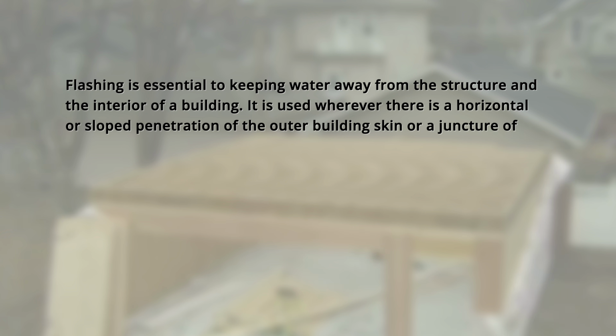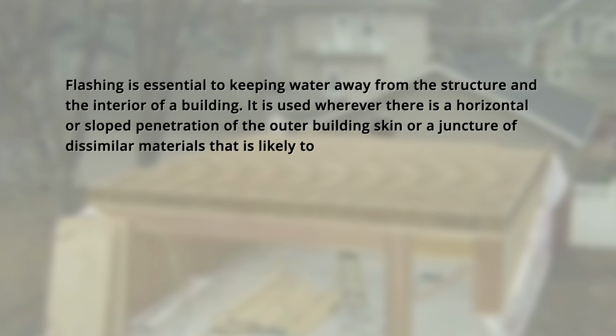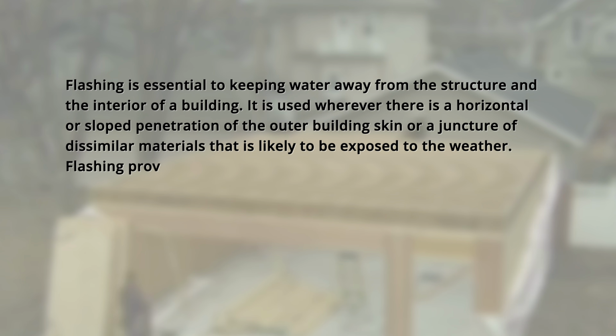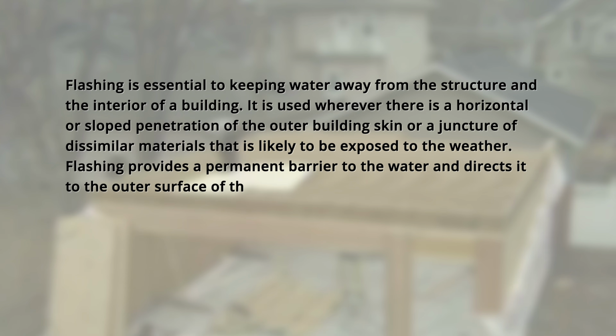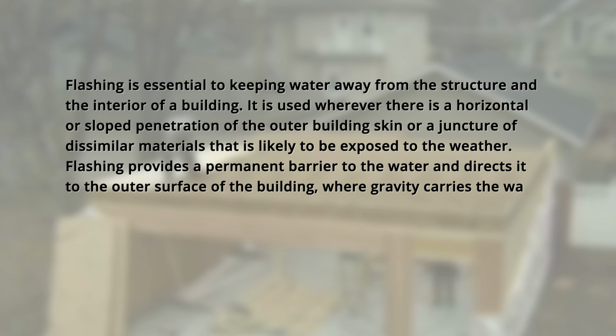Flashing. Flashing is essential to keeping water away from the structure and the interior of a building. It is used wherever there is a horizontal or sloped penetration of the outer building skin or a juncture of dissimilar material that is likely to be exposed to the weather. Flashing provides a permanent barrier to the water and directs it to the outer surface of the building, where gravity carries the water down to the ground.